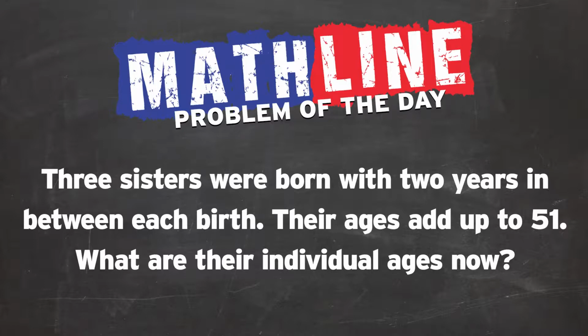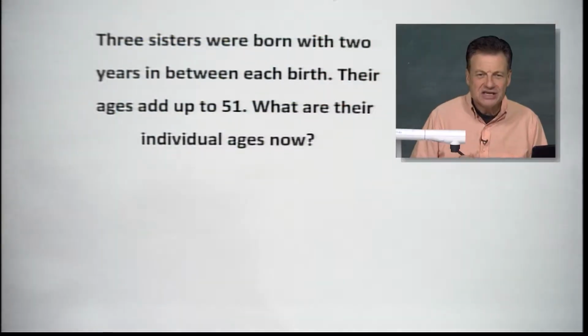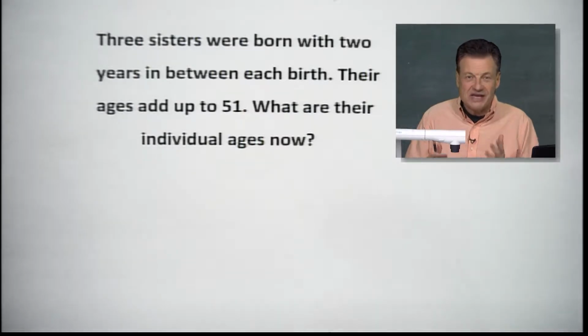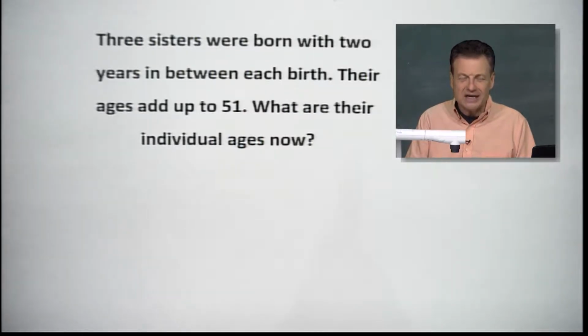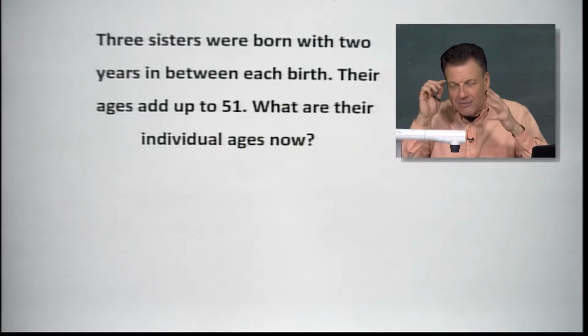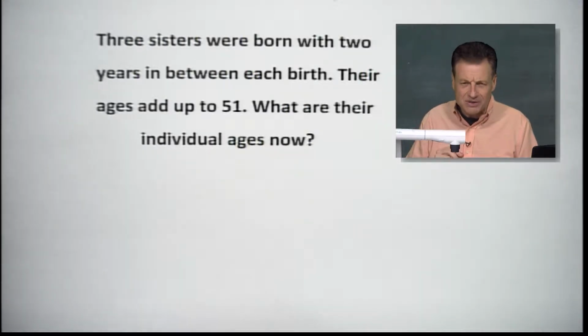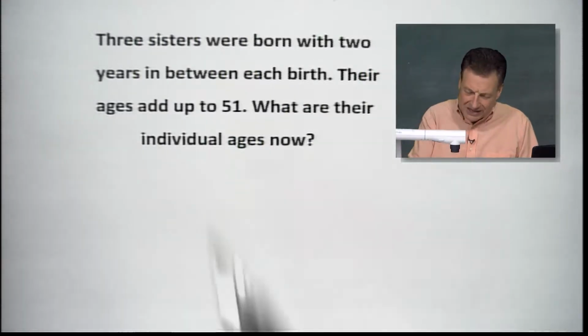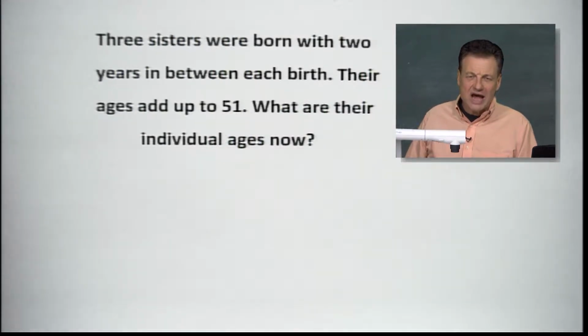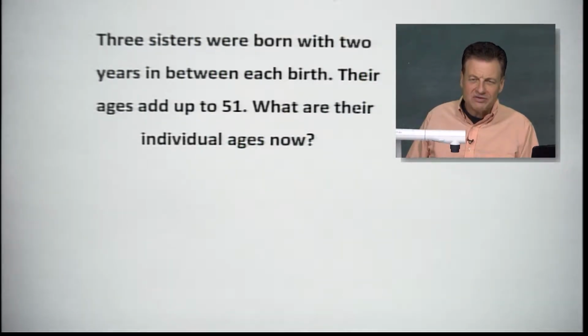Okay, so they were born with 2 years in between each birth. Their ages add up to 51. What are the individual ages? Well, let's talk a little bit about that. Let's check it out and see what we're going to do. This sounds just like a consecutive integer problem that we learned in Algebra 1. Sometimes you learn that in pre-algebra too, where you're thinking about consecutive integers, or in this case, 2 years apart, so it could be an even or an odd integer situation. We've been given 51, so I'm thinking maybe we're going to have some odd numbers to add up here. Let's find out.